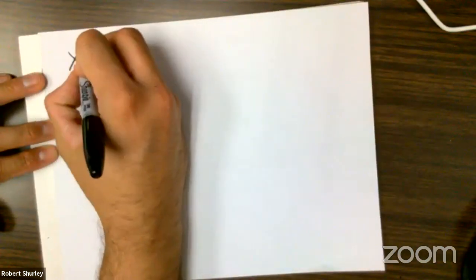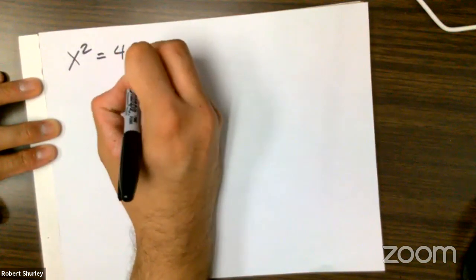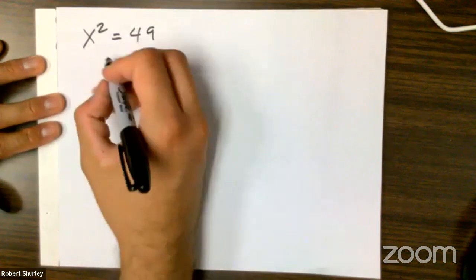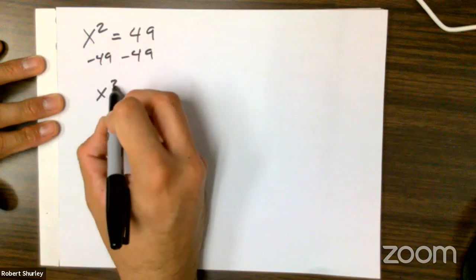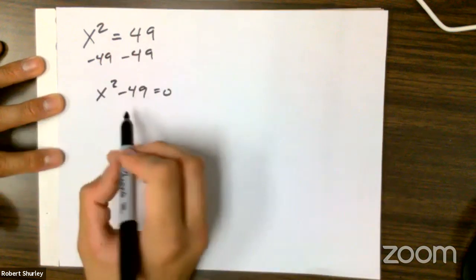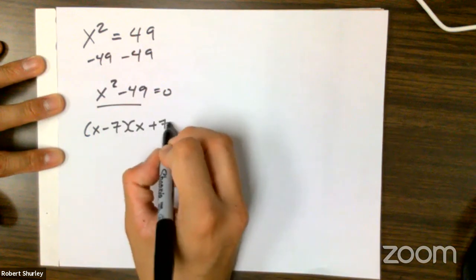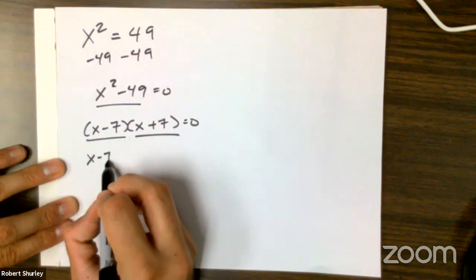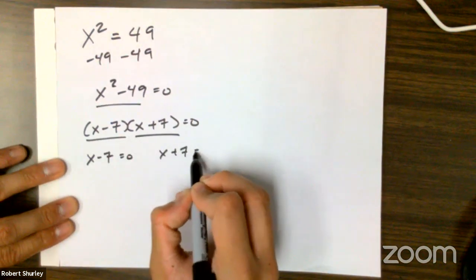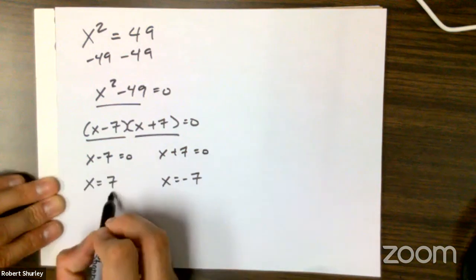So let's say I had one that looked like this. Let's say I had x squared equals, let's say 49. So x squared equals 49. I'm going to move the 49 over because I've got to get one side equal to 0. And then I'm going to factor the non-zero side. So x minus 7, x plus 7, right? This is difference of squares, which we went over yesterday. So I'm going to set each one of those equal to 0. I get x equals 7, and I get x equals negative 7, right?